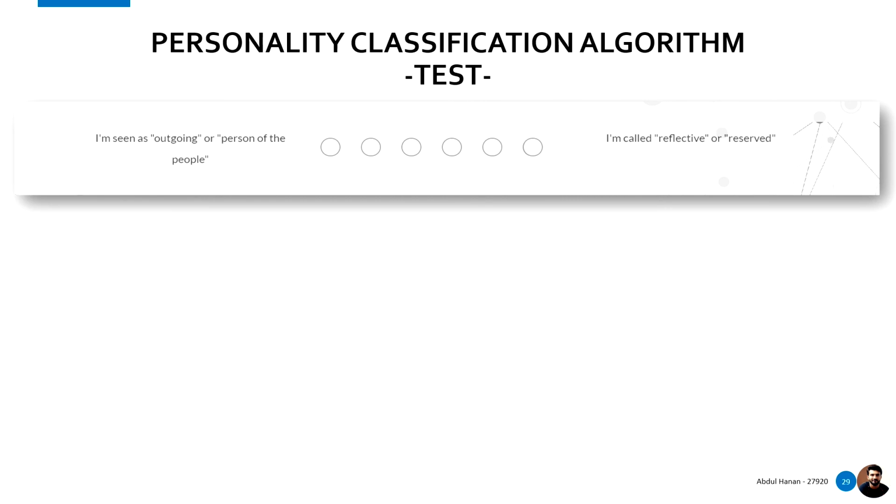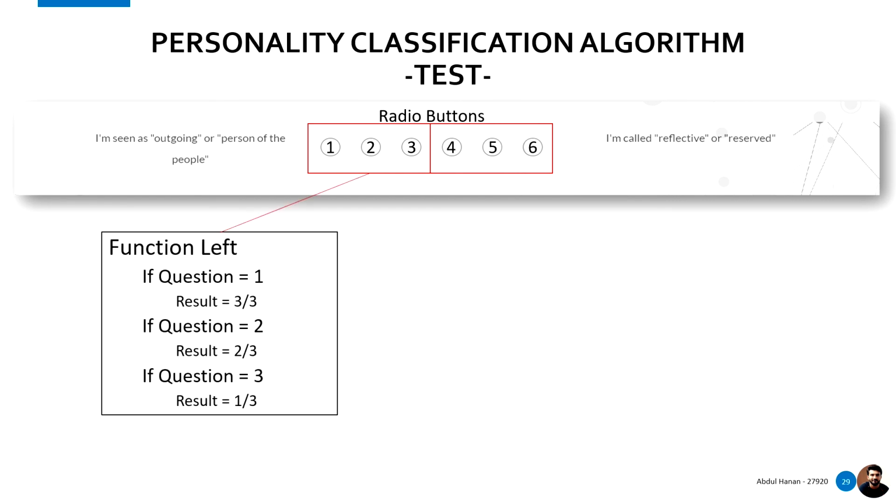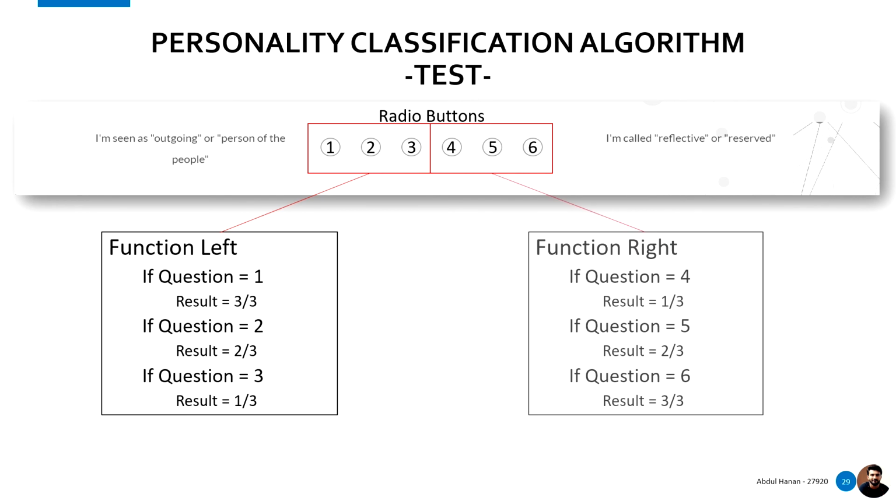After that, I will explain how the test page works and how we converted the personality classification strategy into an efficient algorithm. We have left-to-right personality radio button strategy. I have written a separate function for each. I have assigned numbers to the radio buttons ranging from 1 to 6. If a user chooses a button ranging from 1 to 3, the left function will run, and if they choose buttons ranging from 3 to 6, the right function will run.